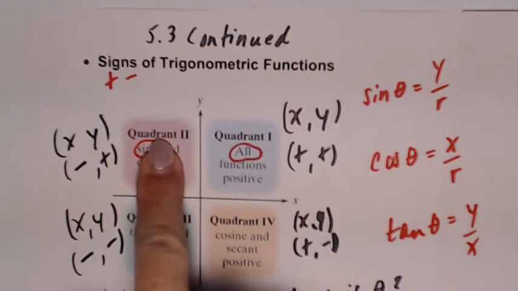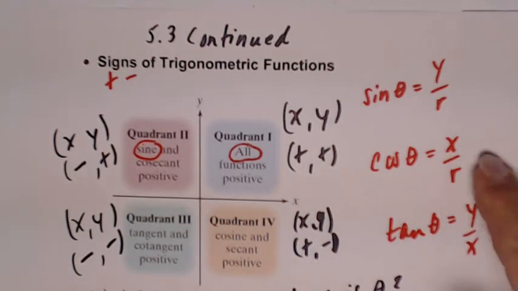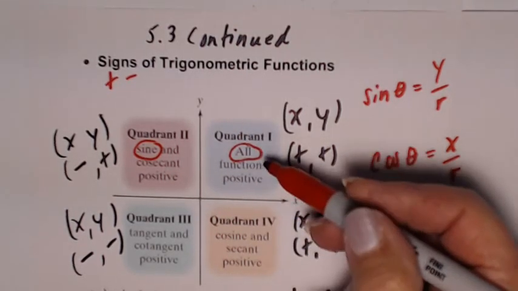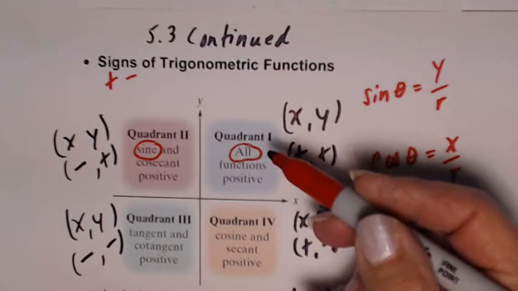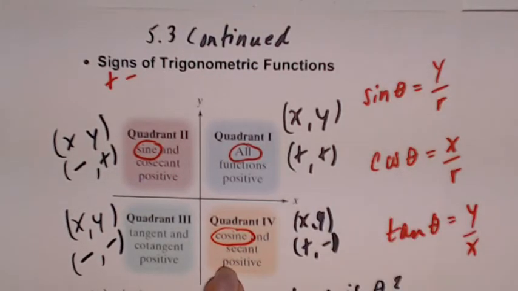Now let's take a look at cosine. Cosine is going to be positive since r is always positive, where x's are positive, and x's are positive here and here, Q1 and Q4. So cosine is going to be positive Q1 and Q4, and we can see that here. Q1, all trig functions are positive, and then in Q4 we have cosine and its reciprocal partner, secant, always positive.